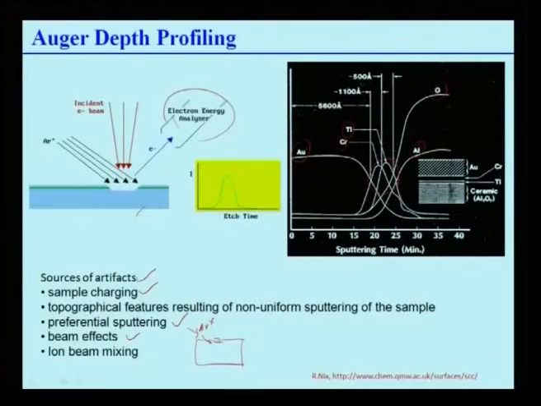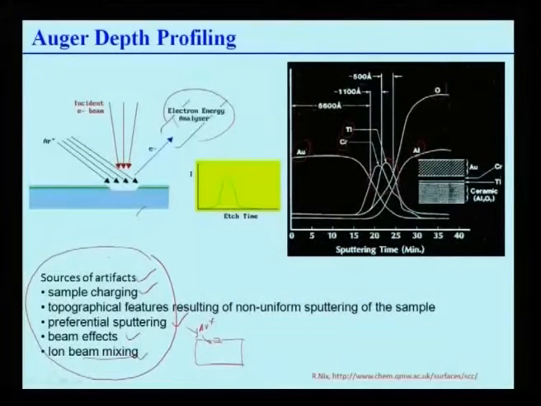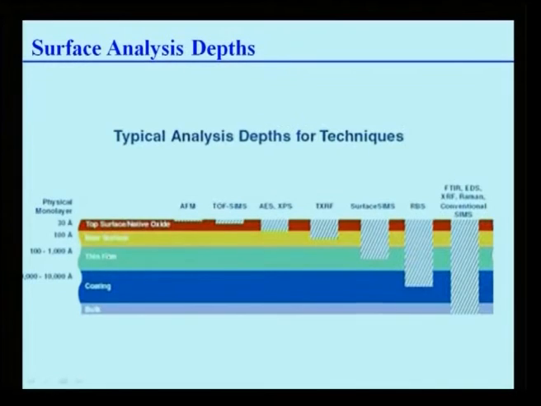Then there are beam effects like argon ion beams, and it can also lead to, most notably, ion beam mixing, because you are putting argon ions that can lead to mixing of two different elements or two different species, and that can modify the results. So one must remember these are the problems in AES depth profiling, otherwise this is a very nice technique.